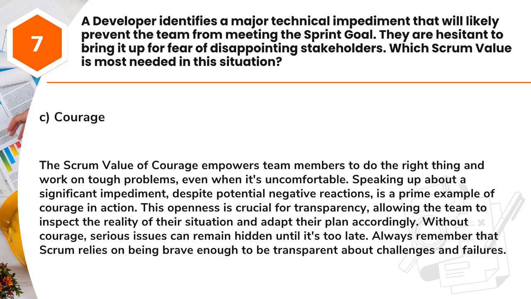This openness is crucial for transparency, allowing the team to inspect the reality of their situation and adapt their plan accordingly. Without courage, serious issues can remain hidden until it's too late. Always remember that Scrum relies on being brave enough to be transparent about challenges and failures.